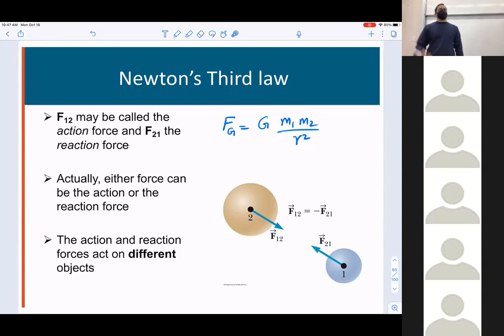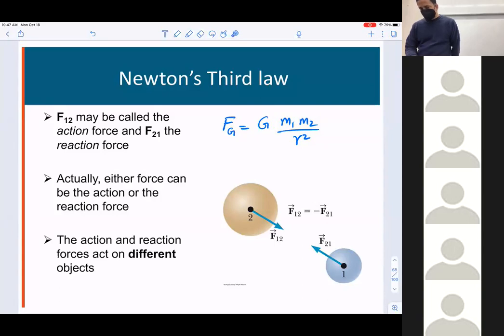But you can ask the other question: what is the force that the 5 kilogram mass exerts on the Earth? It's also G times the product of the two masses, mass of the Earth times mass of the 5 kilogram object, divided by the distance between them squared, which is again roughly the radius of the Earth squared. So you see that Newton's law of gravitation is consistent with Newton's third law. Otherwise, there would be a problem.